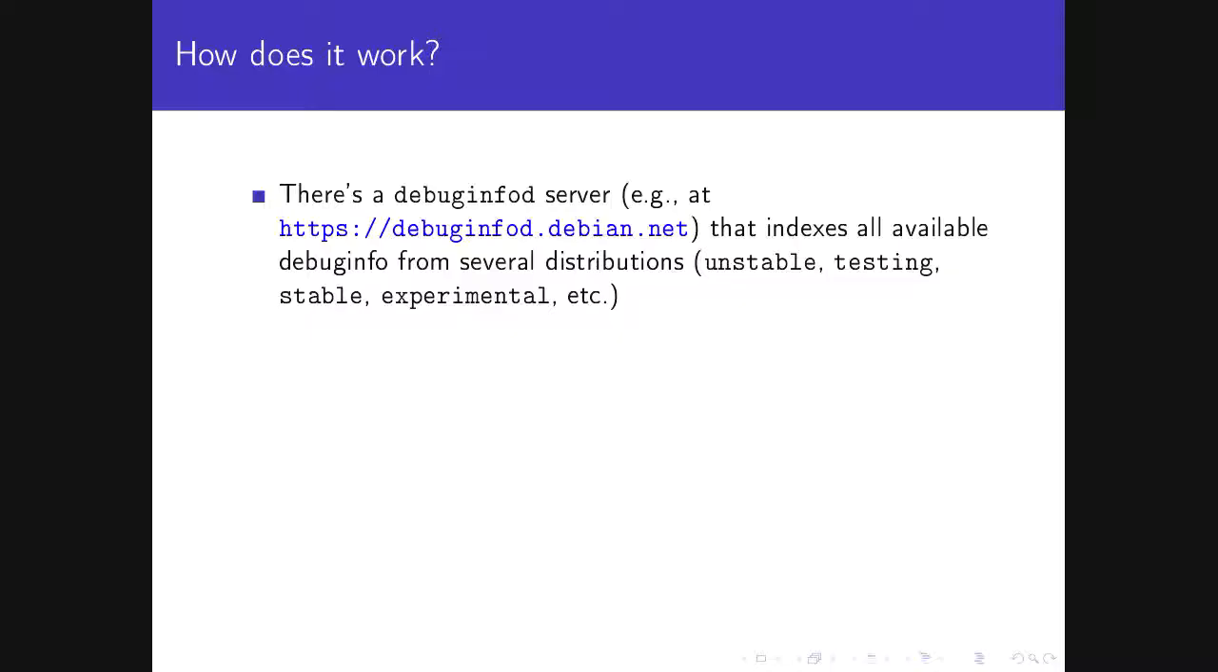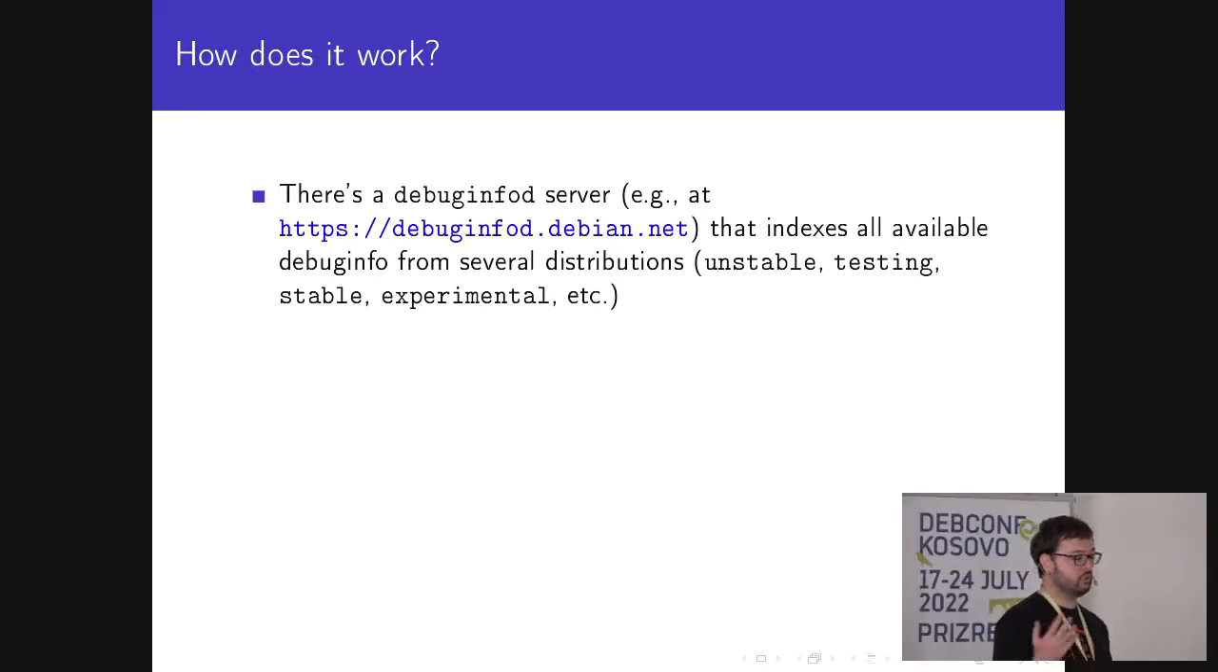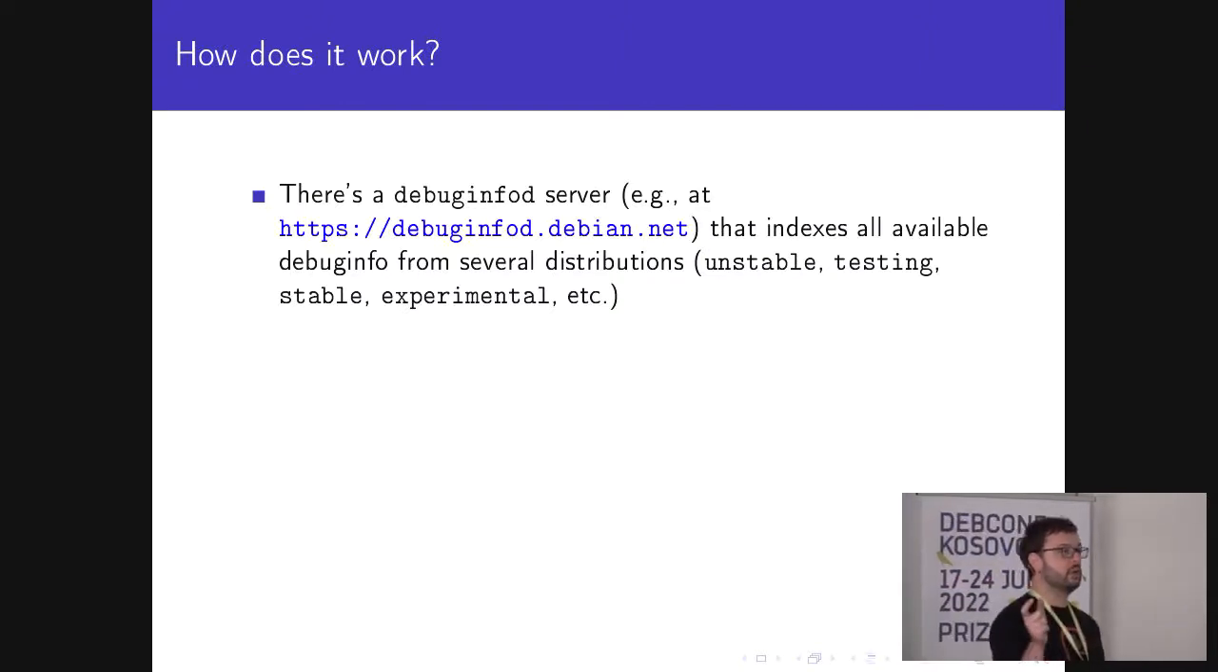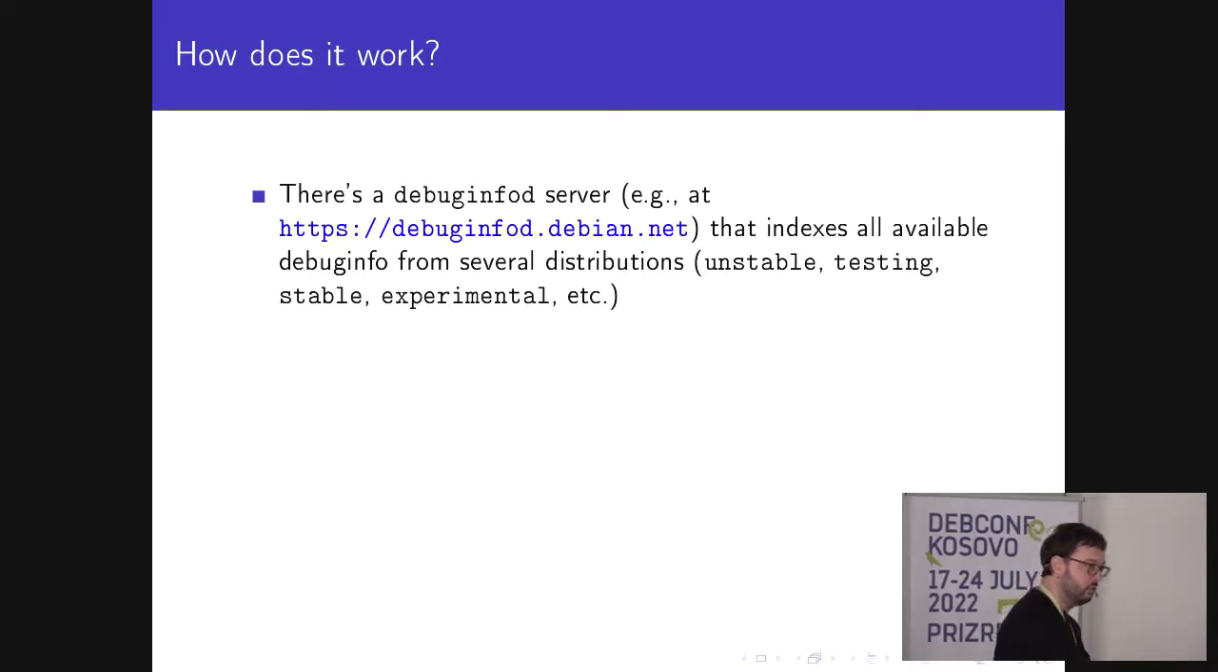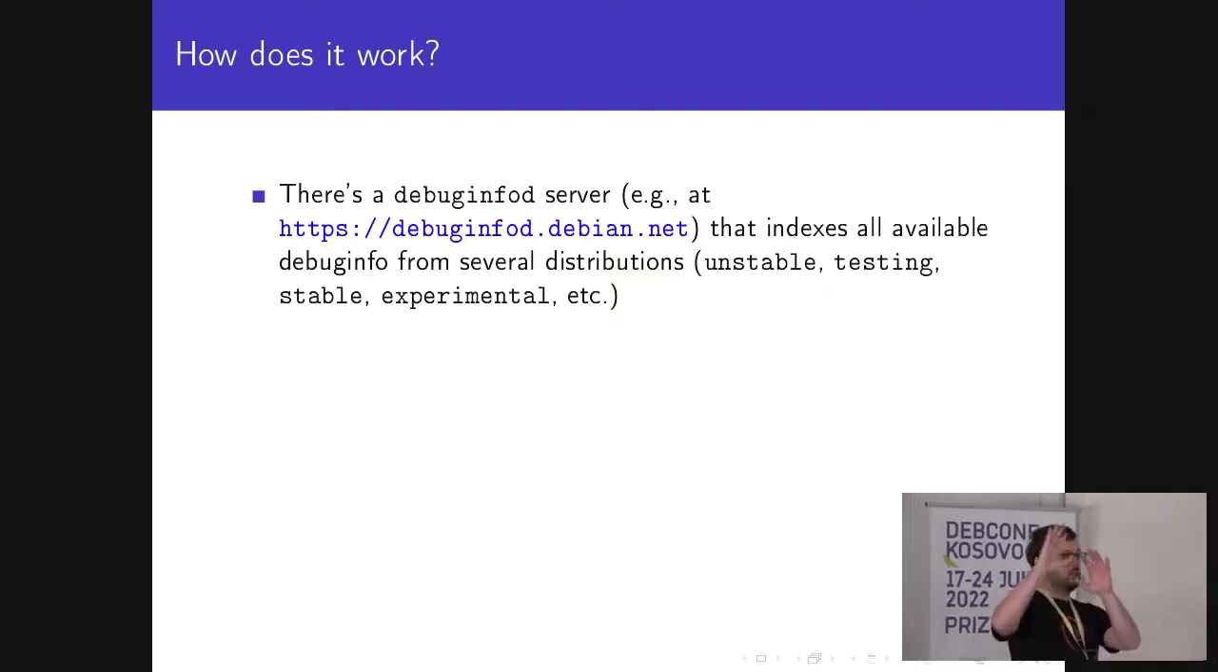Okay, but how does the service work? Basically, there's a debuginfod service, which in our case is hosted at debuginfod.debian.net. This service indexes all of the available debug info from our distributions: unstable, testing, experimental, stable, you name it. These debug infos are generated during build time, and these are the dbgsym packages that right now we have to download and install in our systems, but debuginfod indexes everything on its server side, so you don't have to touch these files anymore.